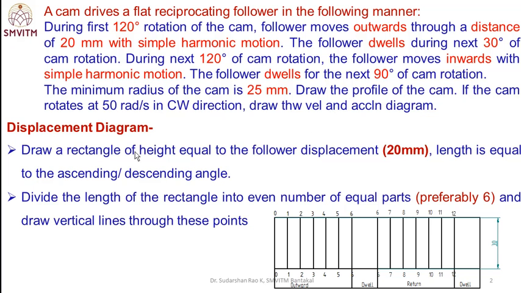As usual, to construct the displacement diagram, both ascending and descending are SHM. Draw a rectangle whose height is equal to the follower displacement, that is 20 mm. The length of the rectangle is the ascending and descending angles, that is 6 plus 2 plus 6 plus 2, a total of 16 mm. The ascending is divided into 6 divisions. Mark the points 1, 2, 3, 4, 5, 6, up to 12. Then draw vertical lines from these points.